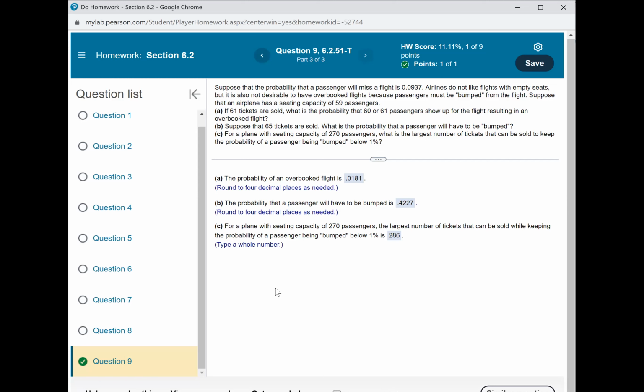So let's just look at A first, then we'll go B, then we'll go C. All right, so first, let me go to my notes. This is not pulling up like I wanted to. Hold on.